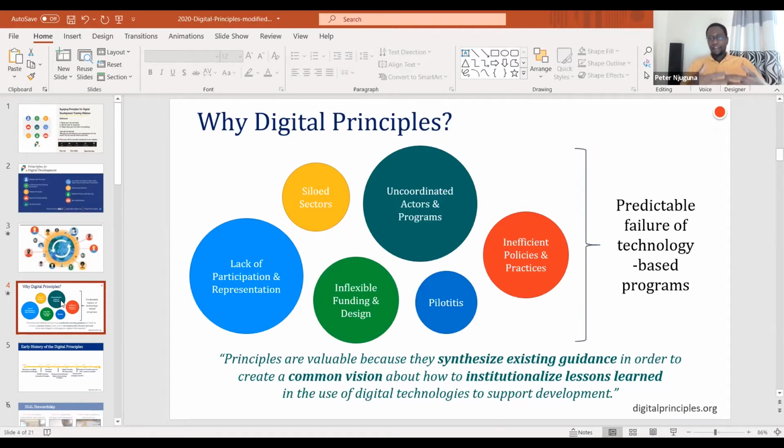Most of these problems, the way of working before the principles came to be, were almost predictable. The adoption of technology in these programs was bound to fail because there was no proper guidance on how to adopt technology in international development, alongside some of the problems that we have just talked about. So there was a need to have well agreed guidance on how to adopt technology.